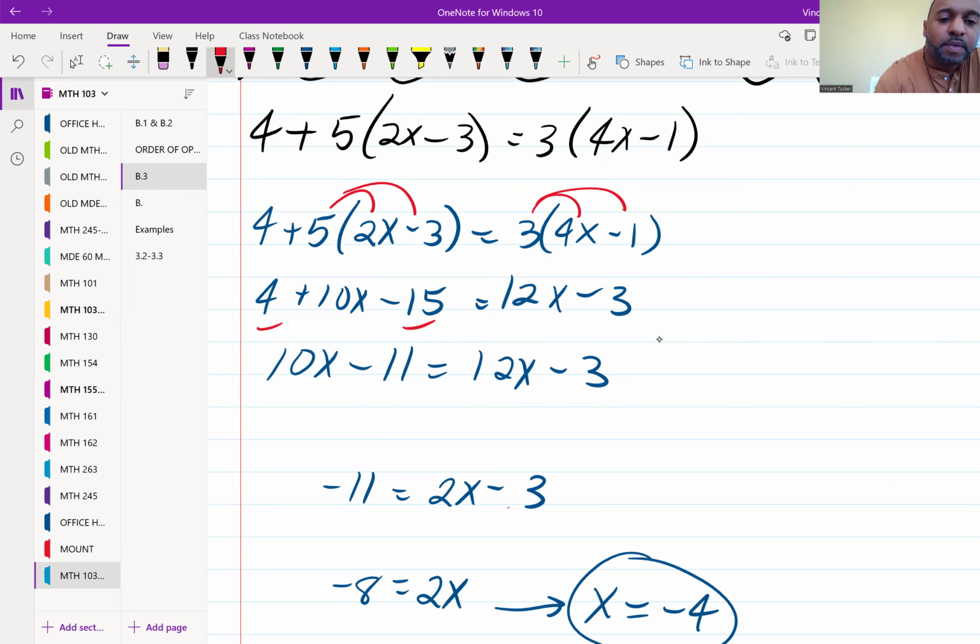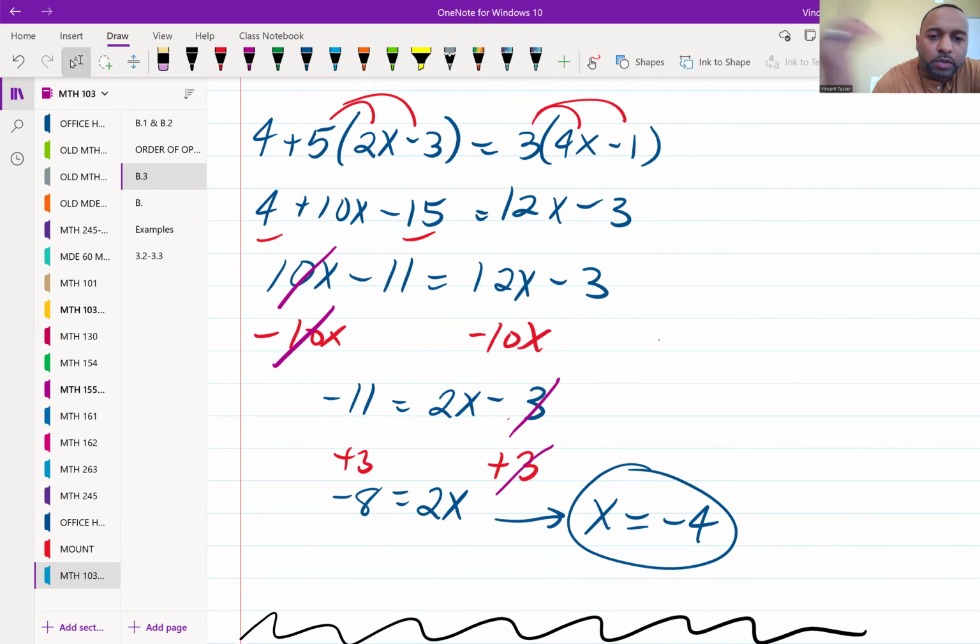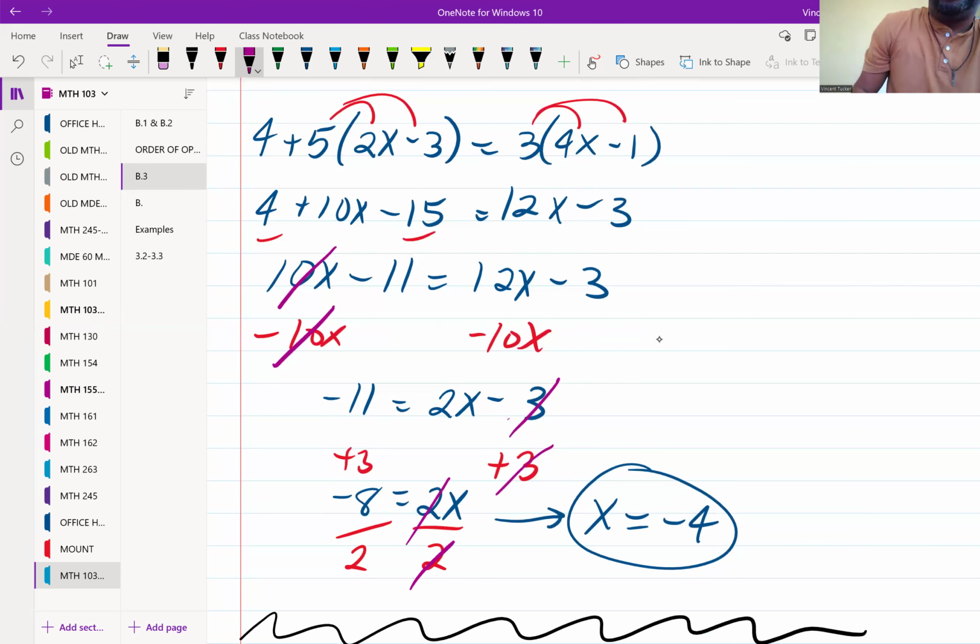So no big deal. So if I subtract 10x from both sides, 10x minus 10x cancels. Leaves me with just negative 11 on the left. And then on the right, 12x minus 10x is 2x minus 3. Questions? And then we add 3 to both sides. These cancel on the right. On the left, we're left with negative 8. And we can finish it off by dividing both sides by 2. X is equal to negative 4.